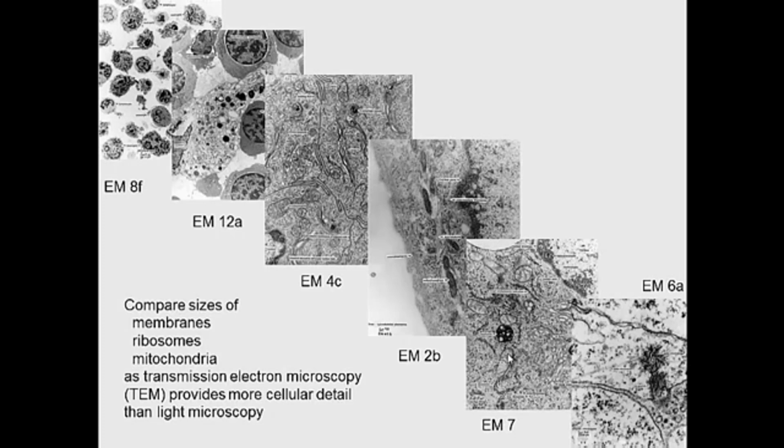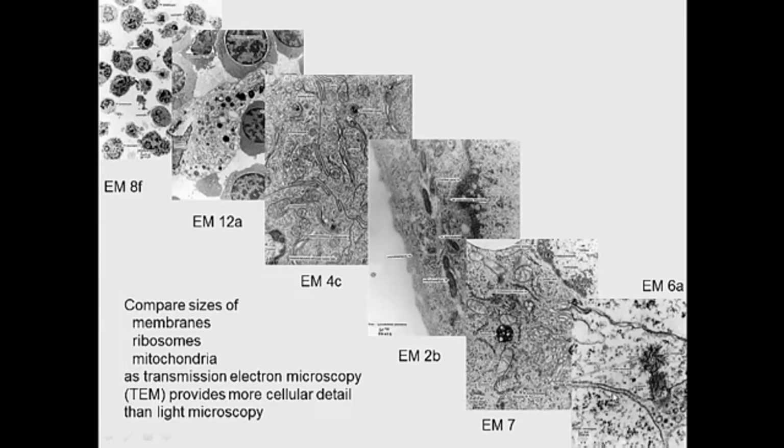Use that as a gauge to determine the magnification or relative magnification. In the case of electron microscopy, a good thing to use is ribosomes. Ribosomes are a good indicator, and you can use mitochondria as well. So what we have here is the lowest magnification going to the highest magnification.